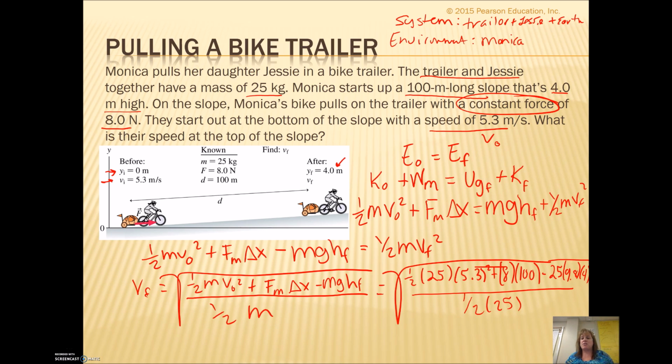All right, so now it's just a math exercise. If you plug this into your calculator and solve for the final velocity, you should get 3.7 meters per second. Hope you got that.